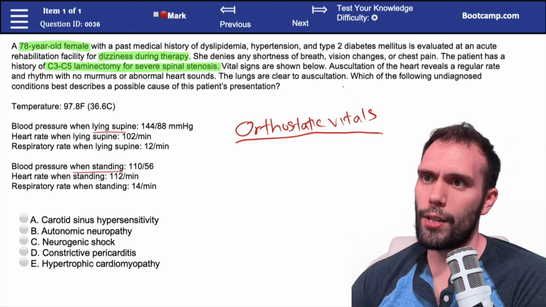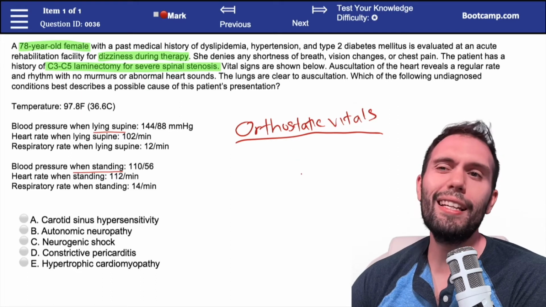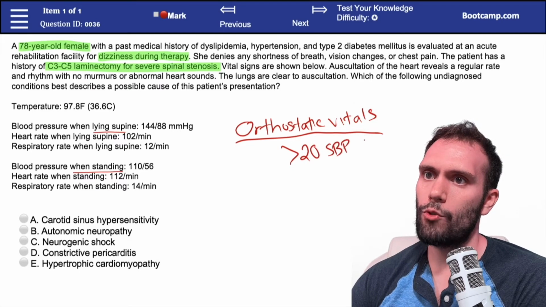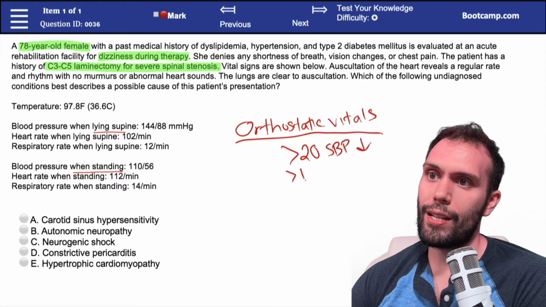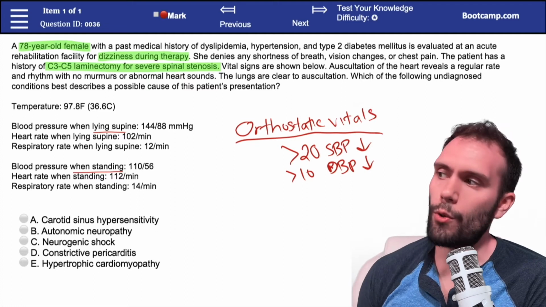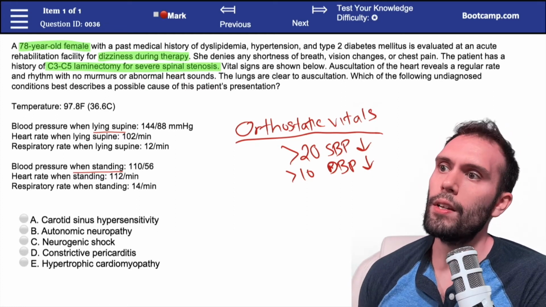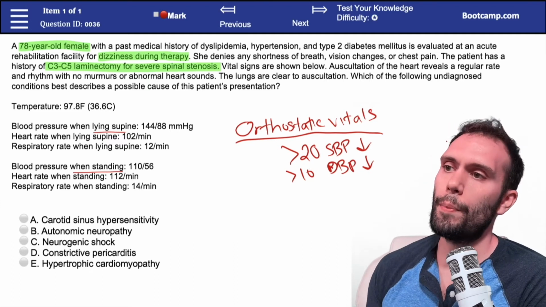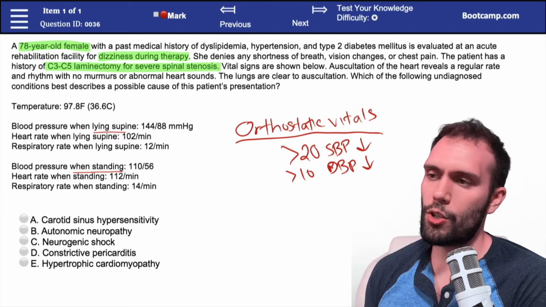And really these orthostatic vitals are typically defined as a significant systolic drop in pressure, usually greater than a 20 drop in systolic blood pressure, or greater than a 10 drop in the diastolic blood pressure. Okay, and sometimes people will also include the heart rate in here, a significant increase in the heart rate. But this is the general concept here. We're going to have big drops in pressure when the patient stands from a sitting position or a supine position.